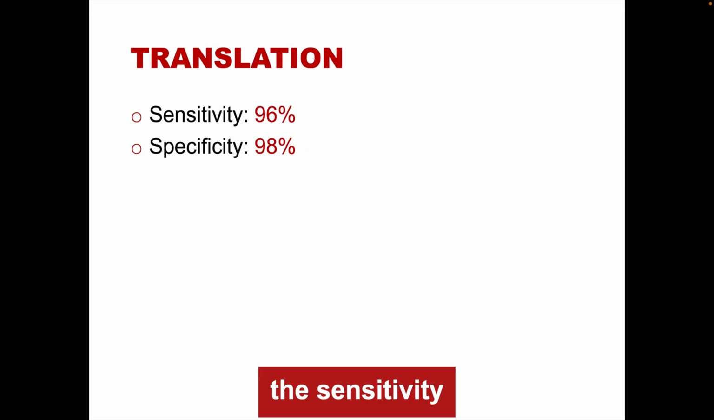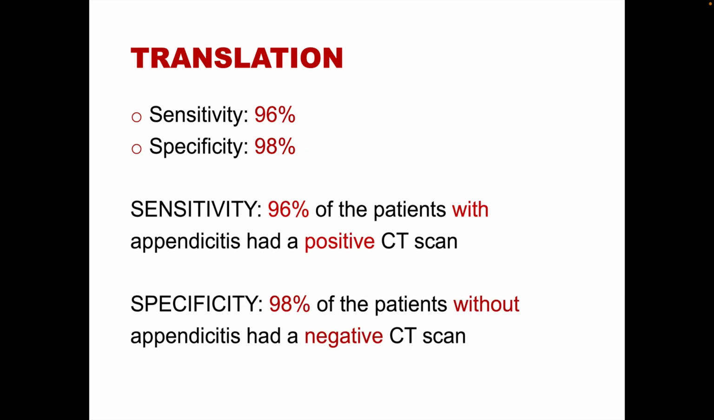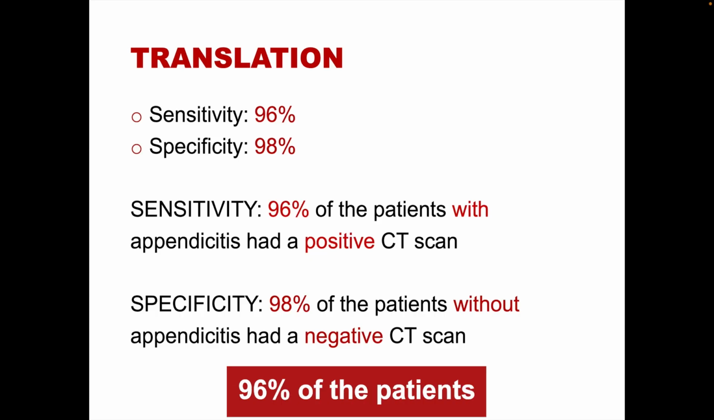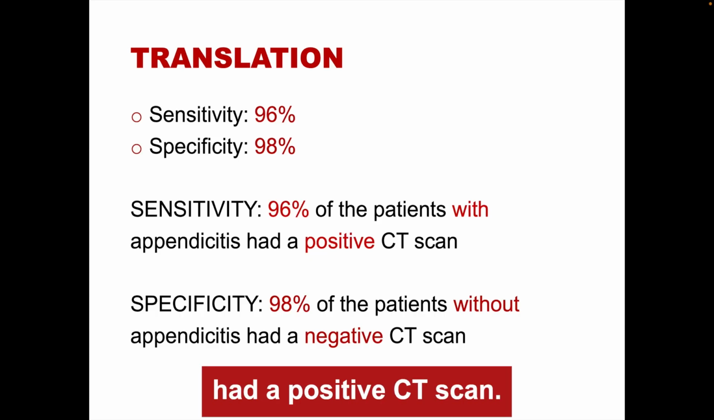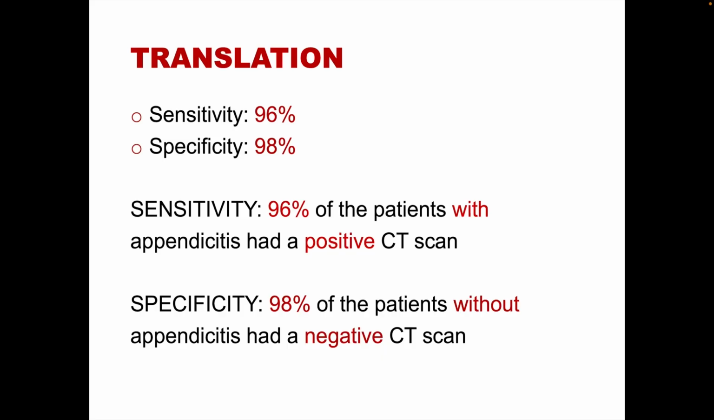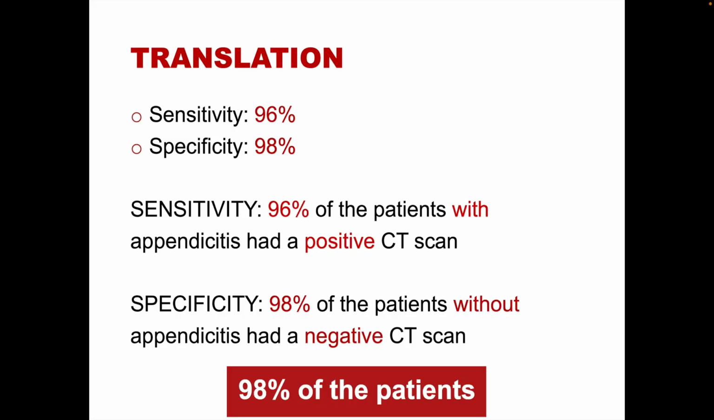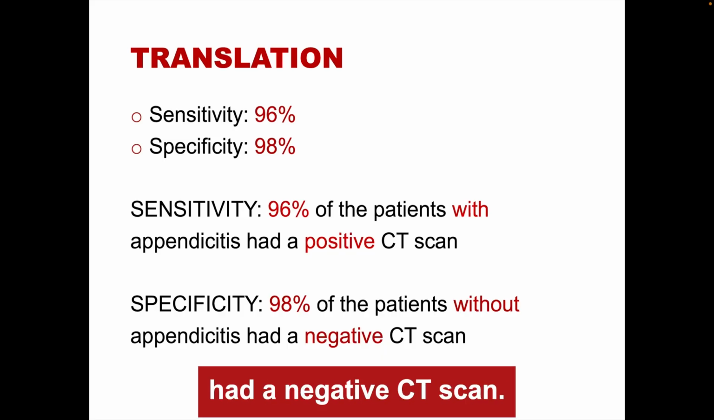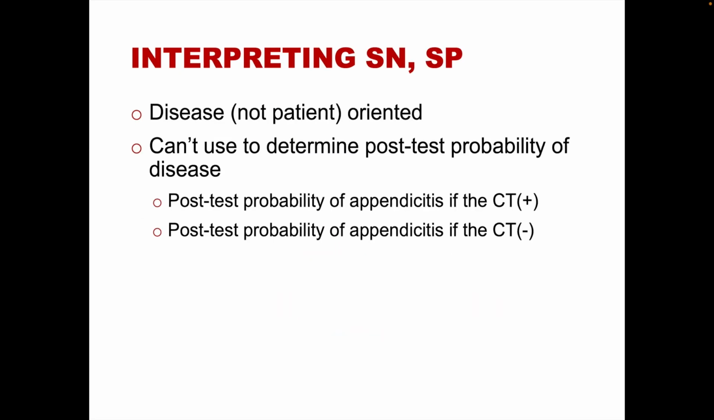Let's try using the sensitivity and specificity results in a sentence using our template. For sensitivity, 96% of the patients with appendicitis had a positive CT scan. For specificity, 98% of the patients without appendicitis had a negative CT scan.